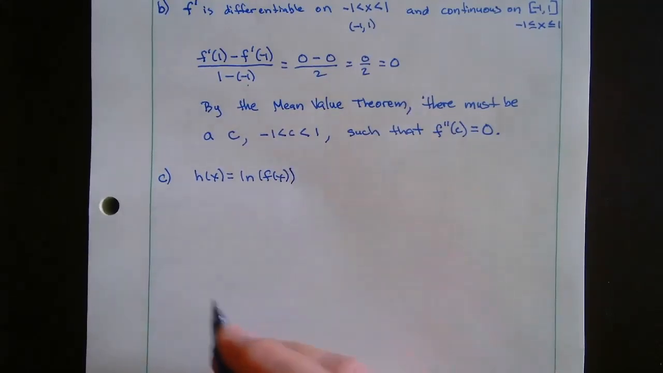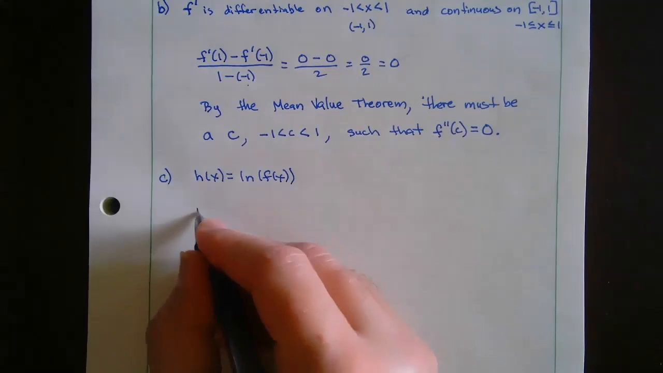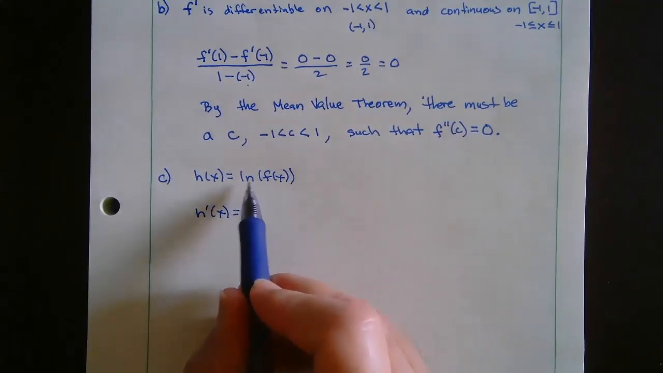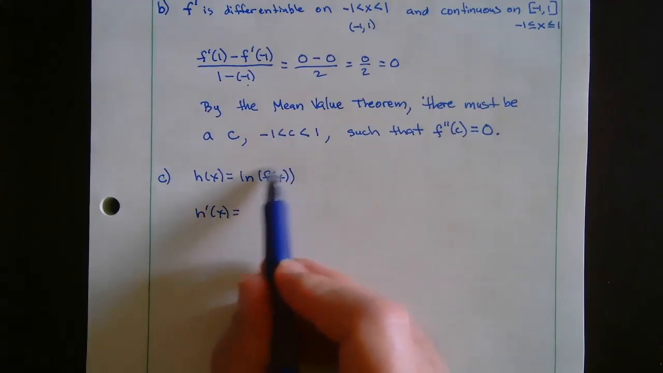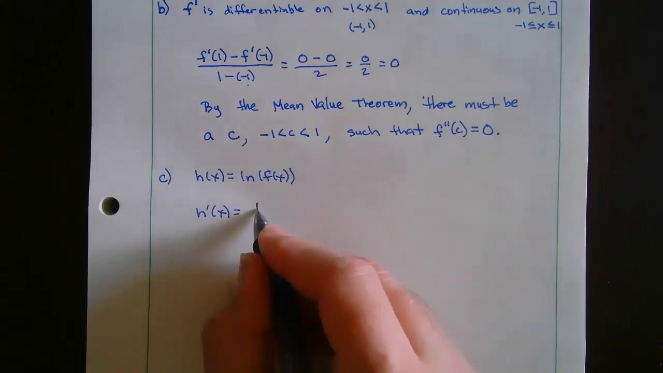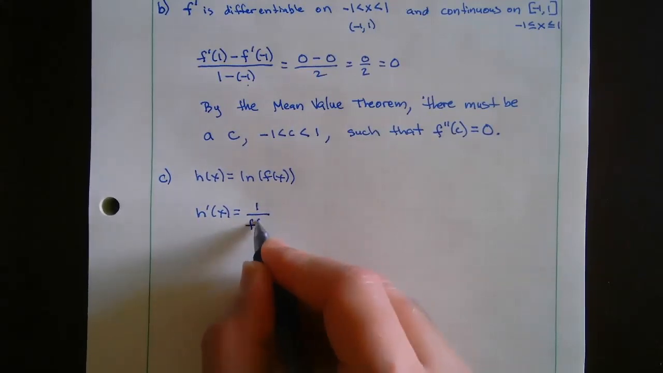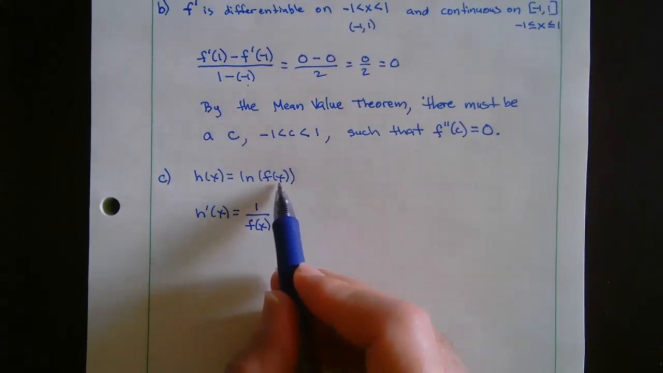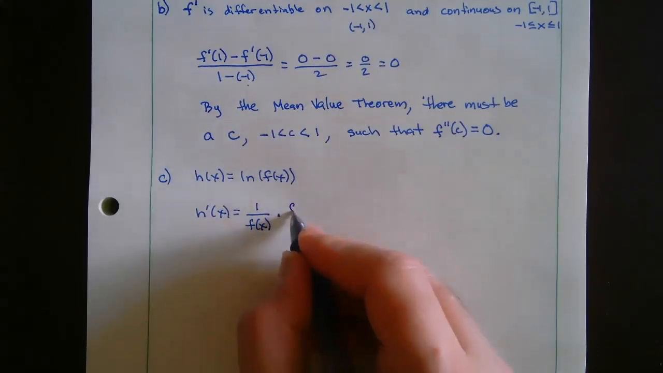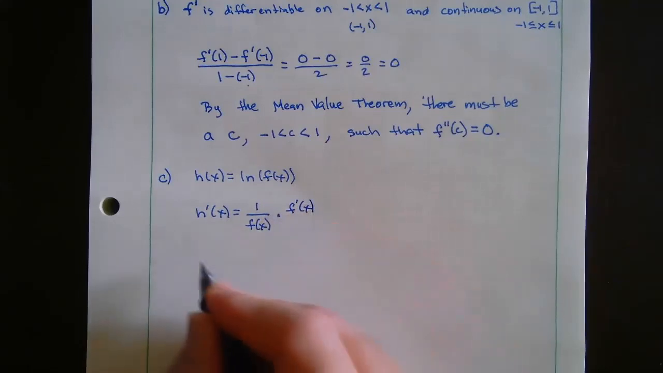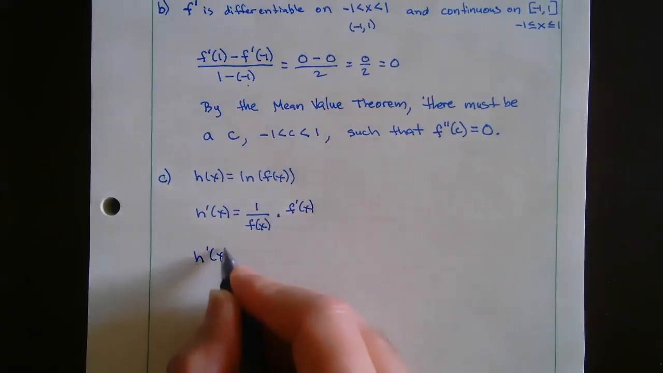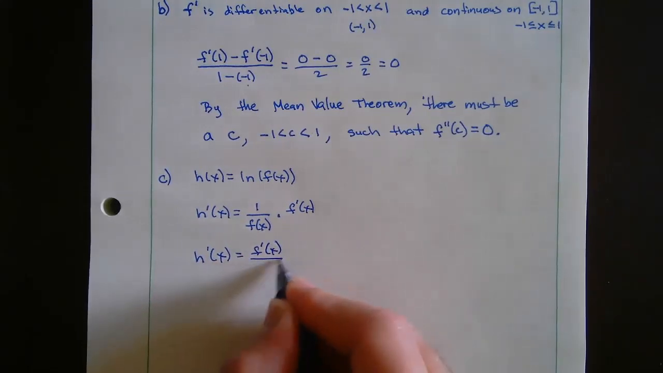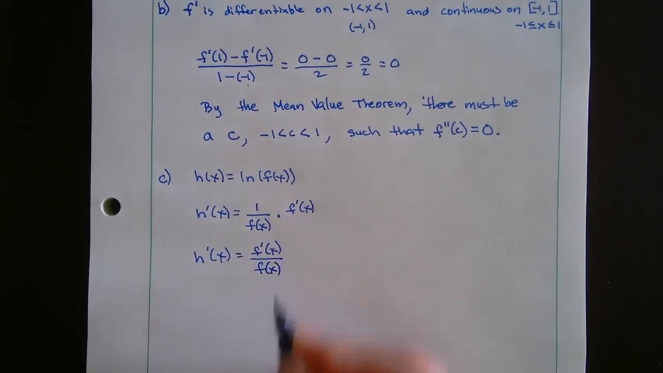Okay, one more parenthesis. If I take the derivative of this, h prime of x, what's the derivative of the outside function, which is natural log? That's 1 over whatever you're taking the natural log of. So this would be 1 over f of x times f prime of x, because we've got to take the derivative of the inside. So basically, h prime of x is equal to f prime of x divided by f of x.